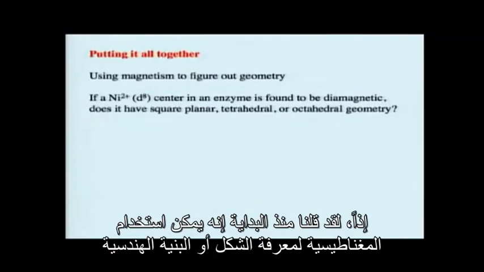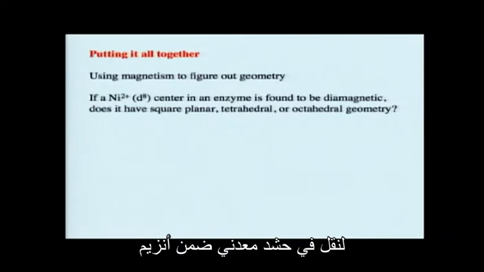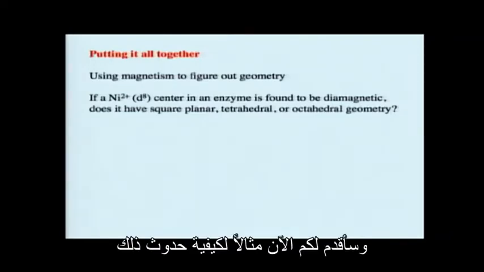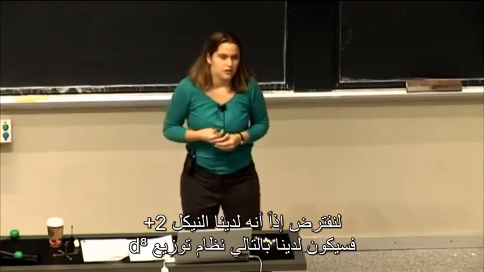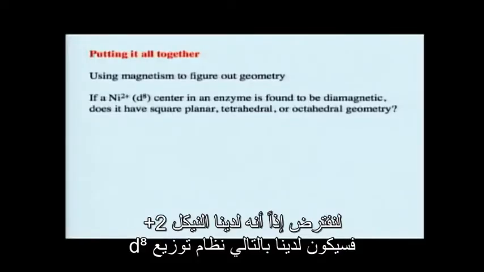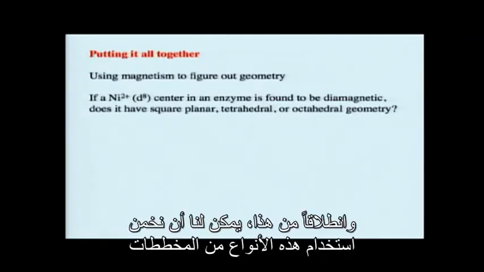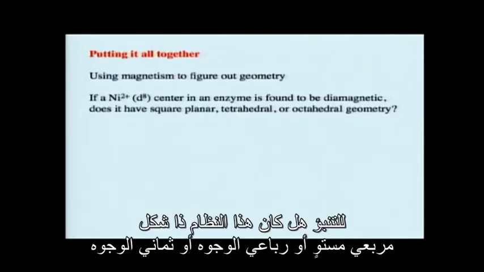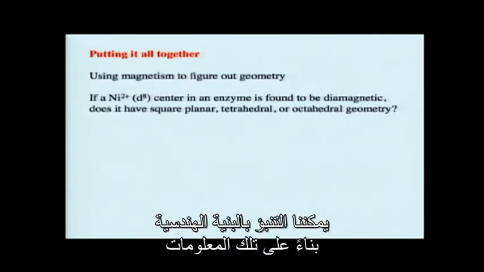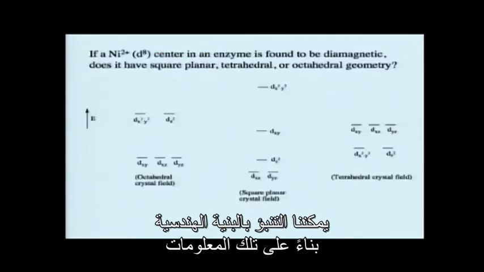So we said in the beginning that magnetism can be used to figure out geometry in, say, a metal cluster in an enzyme. And let's give an example of how that could be true. So suppose you have a nickel plus 2 system. That would be a d8 system, so we have group 10 minus 2, or d8. And it was found to be diamagnetic. From that, we may be able to guess, using these kinds of diagrams, whether it has square planar geometry, tetrahedral geometry, or octahedral geometry.